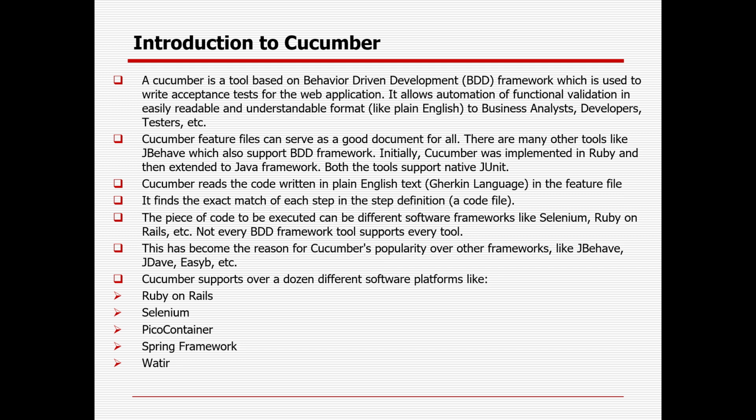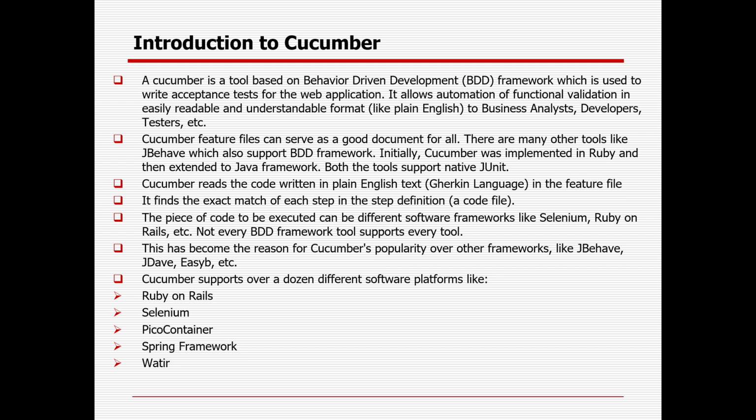Cucumber reads the code written in plain text Gherkin language in the feature file. It finds the exact match of each step in the step definition. The piece of code to be executed can be from a different software framework like Selenium or Ruby on Rails. Not every BDD tool supports every tool. So this has become the reason for Cucumber's popularity over other frameworks like JBehave, JDave, Easyb, etc. Cucumber supports over a dozen different software platforms like Selenium, PicoContainer, Spring Framework, Watir, and Ruby on Rails.